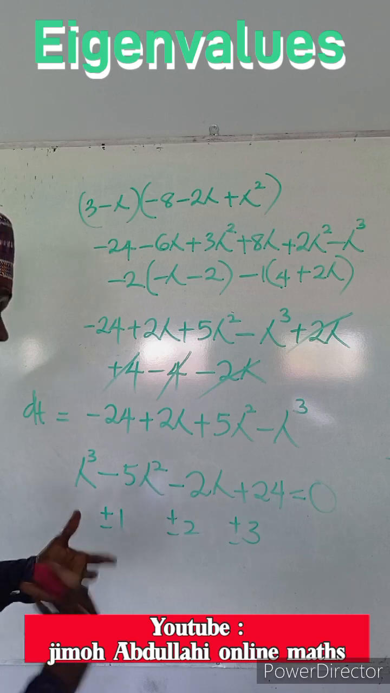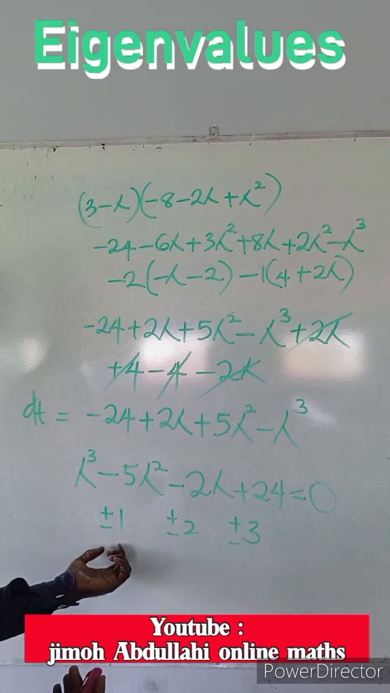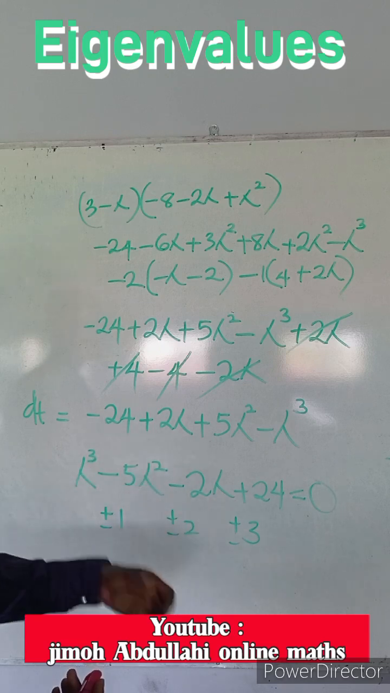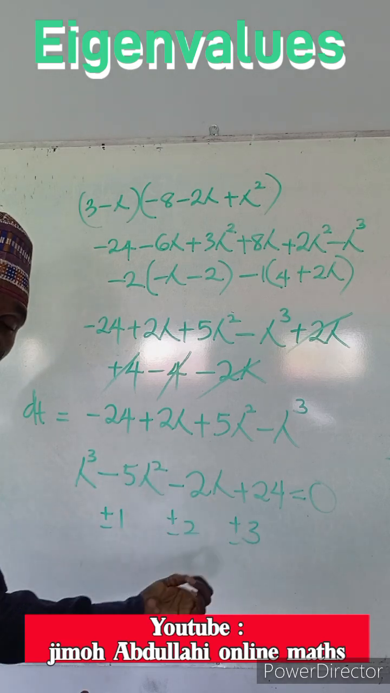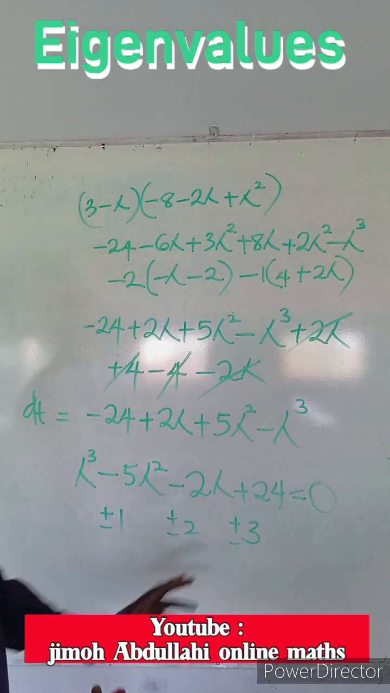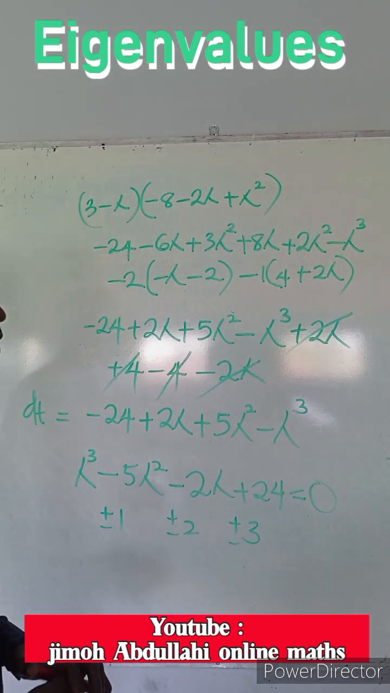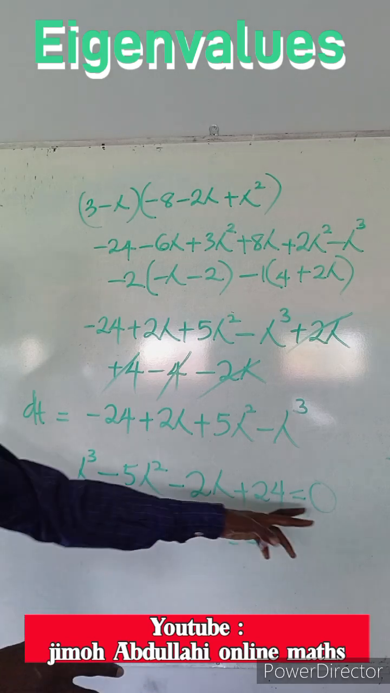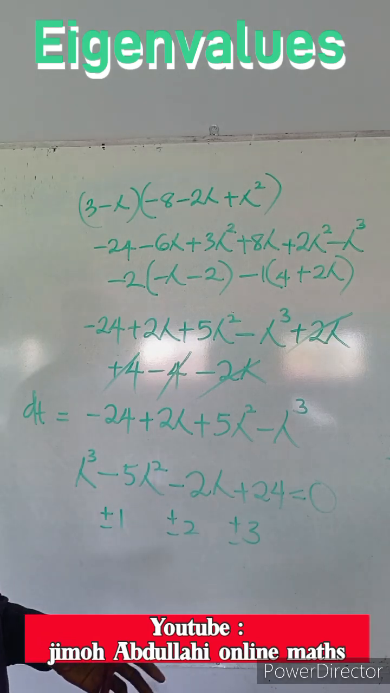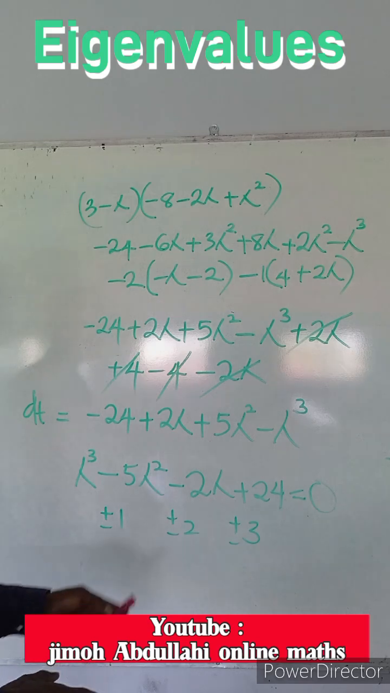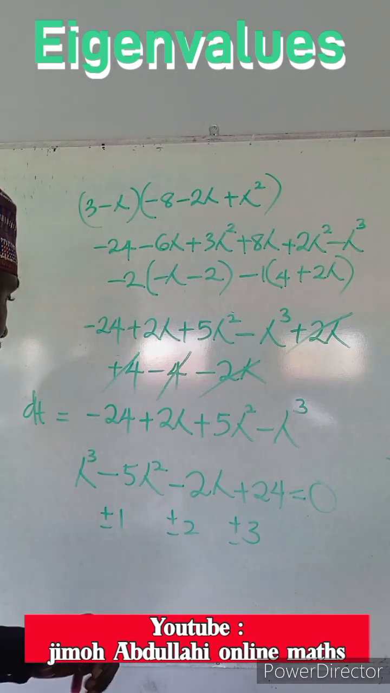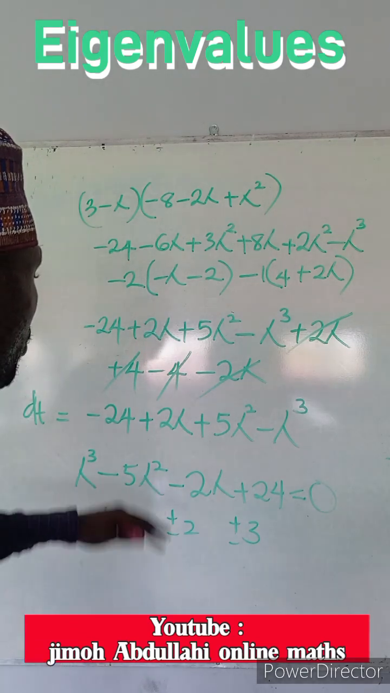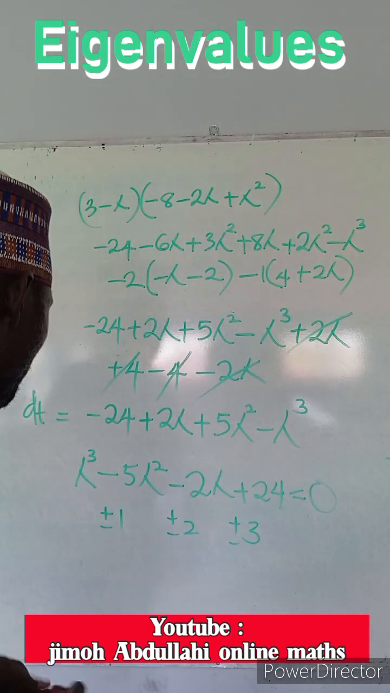What do I mean by that? You start assuming when lambda is equal to 1, when lambda is equal to minus 1, when lambda is equal to 2, when lambda is equal to minus 2, when lambda is equal to 3, when lambda is equal to minus 3, until you get your answer. You understand? So anyone that gives you a 0 as your answer is your factor. So now what we are going to do here is that we are going to start testing. So now let's say we have 1.